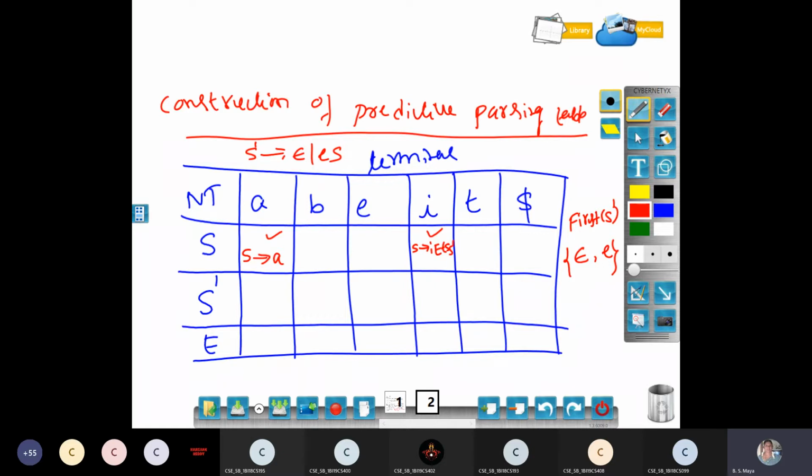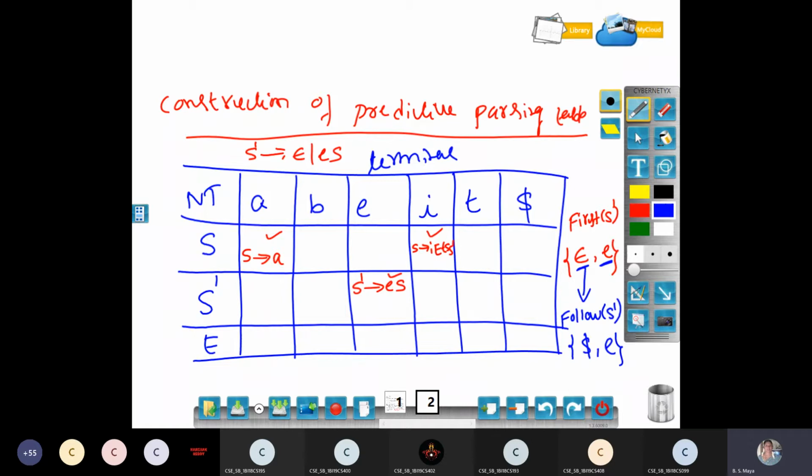And where to write? See, in the first of S set I have E, so you have to look into the E space. See, this is your E space. I have to write the production S dash derives E S. After that, we have one more thing: I have epsilon. Whenever you have an epsilon in first of S, we have to visit follow of S dash. What is the follow of S dash? Follow of S dash is dollar and E. We have two symbols, one is dollar, the second is E.